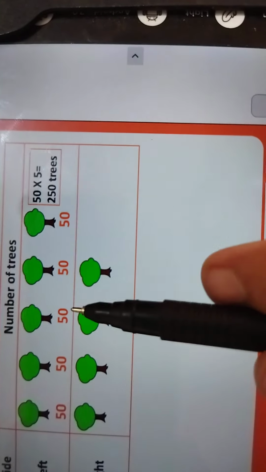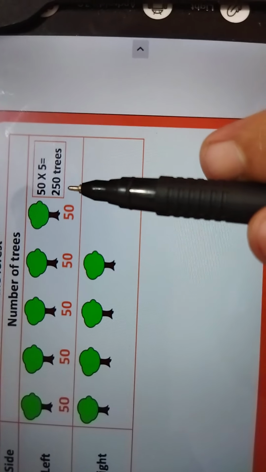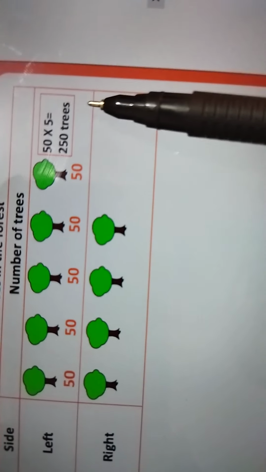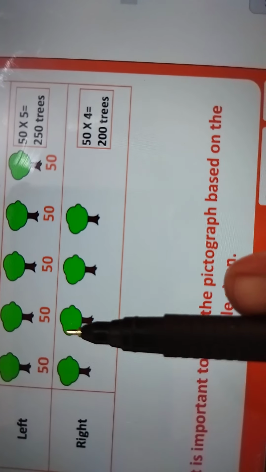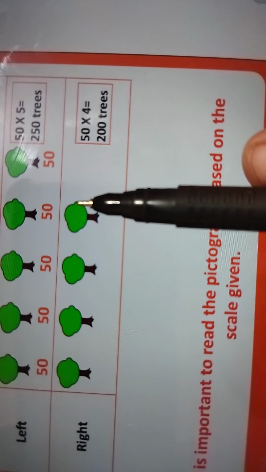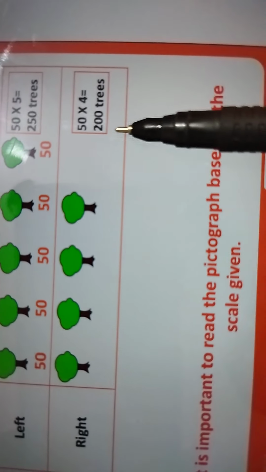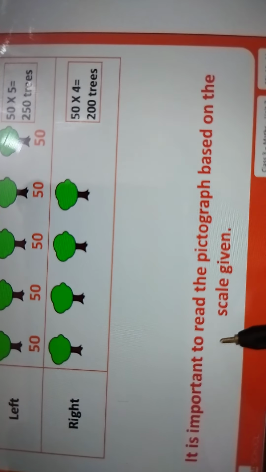So in that, 15 plus 15 plus 15 plus 15 plus 15. So 15 into 5, there are 75 trees on the left side. And 15 plus 15 plus 15 plus 15, 4 times 15, 15 into 4, 60 trees on the right side. It's important to read the pictograph based on the scale given.